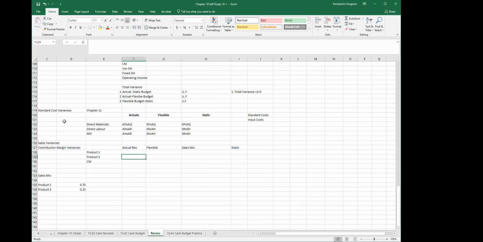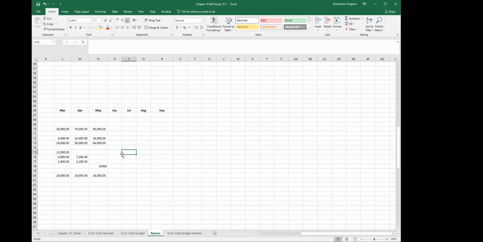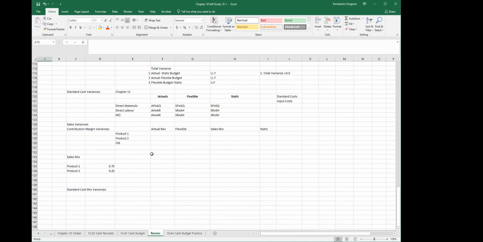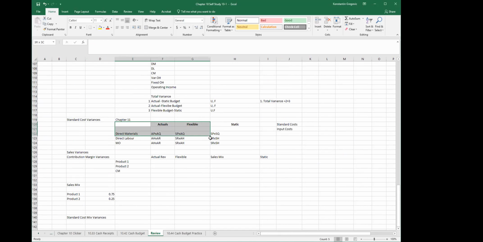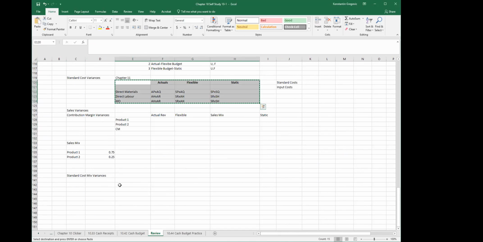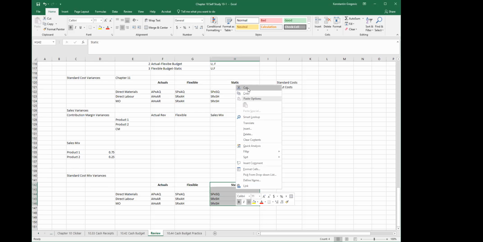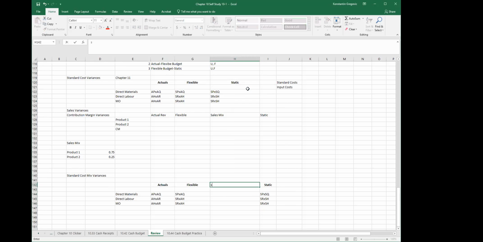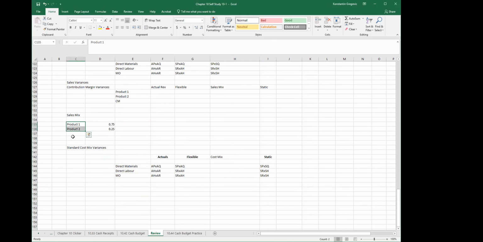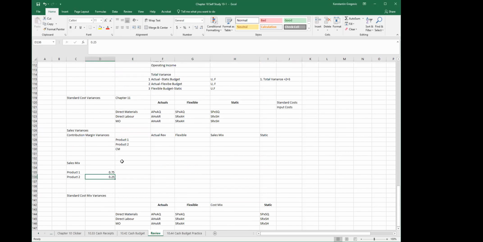We'll cover that last. And also in the standard cost, you may have standard cost mix variances. Same thing, same as this. So we're going to add sales mix, cost mix. So you're going to have cost mix percentages based on your different cost mixes. We'll go through an example, but it's basically going to have, again, two products based on cost mixes. But that's chapter 11.